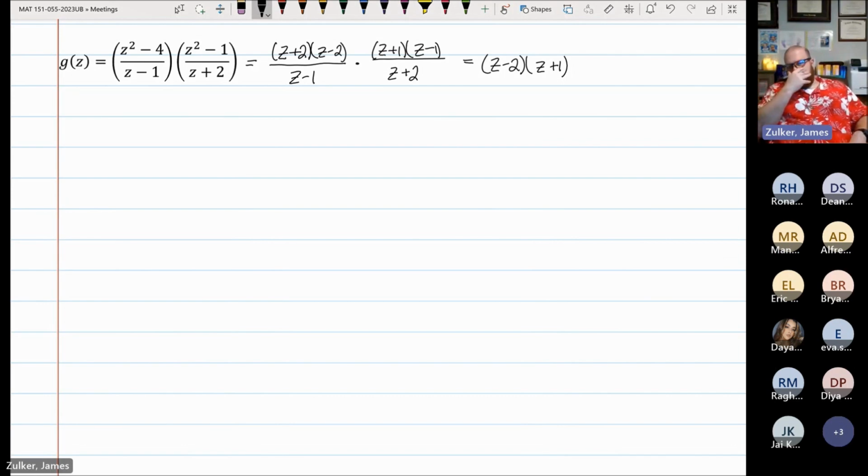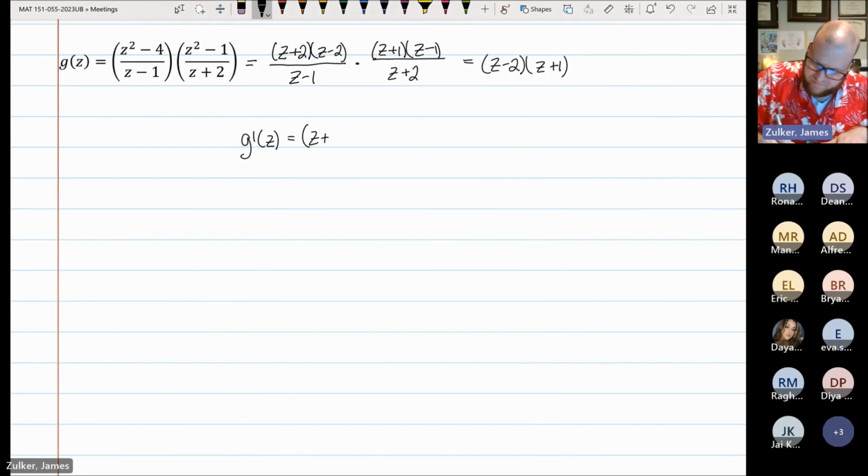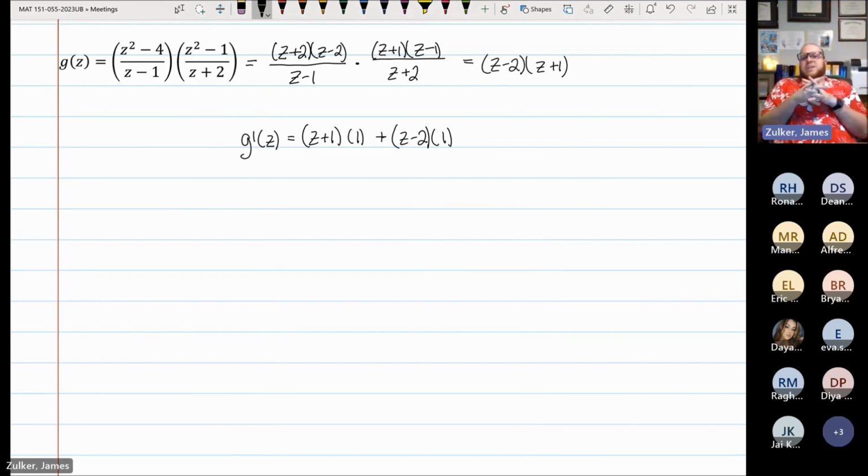And now what you could do is expand this out. But I'm actually going to use product rule here. Because each has a derivative of 1. Right? We're left with z plus 1 plus z minus 2, which is just simply 2z minus 1.